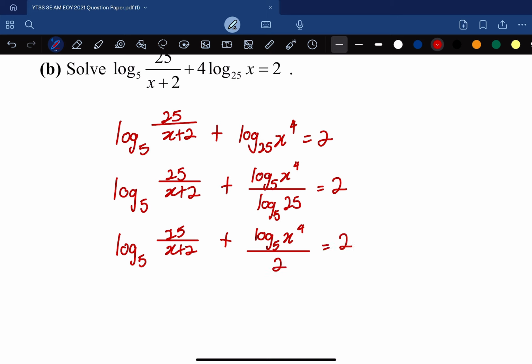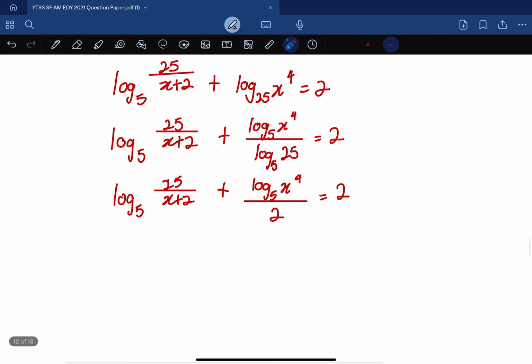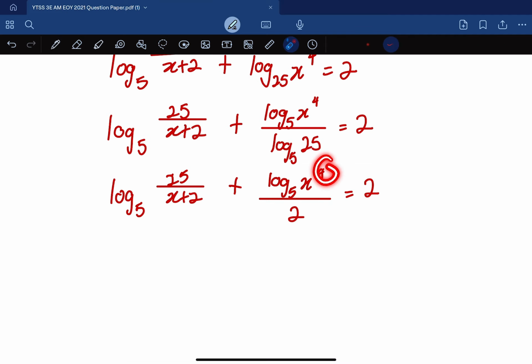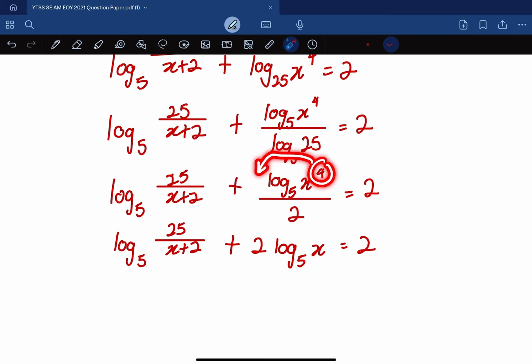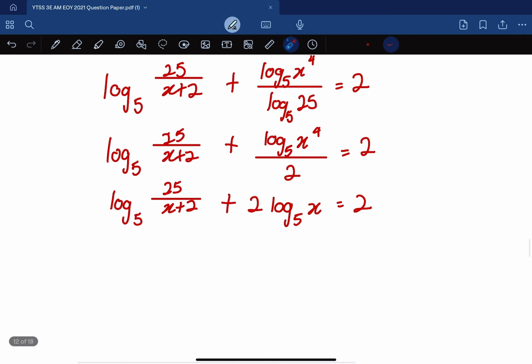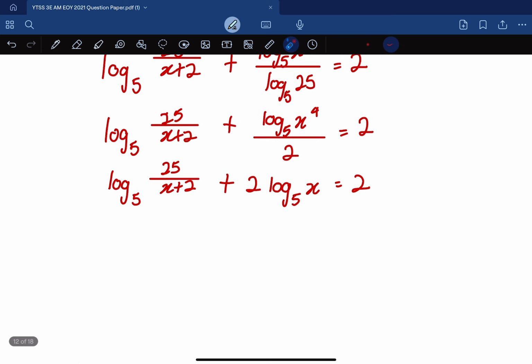Okay, my next step is simply to get rid of this half over here. Okay, I can, by power law, bring this 4 down. So 4 times half will be simply 2. So therefore, log base 5 25 over x plus 2 plus 2 log base 5x equals to 2. Okay, from here to here, I simply bring the 4 down. It will be 4 over 2, which is 2. Then after that, I can continue simplifying from here.